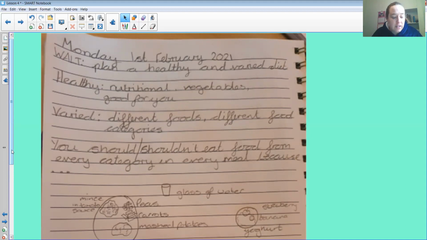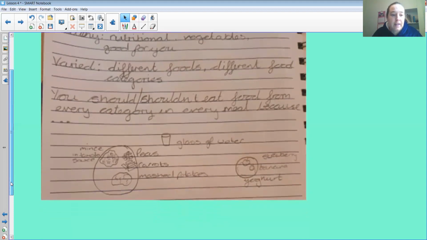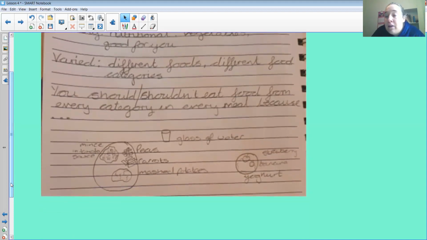All right. And then underneath, I have drawn a picture of a meal that I had last night. Now, for my dinner last night, I had some mince in tomato sauce. I had some peas on the side and some carrots, and I had some mashed potatoes. So that was my meal. Now I've got my peas and my carrots in there. So that's my vegetables. I've got mashed potatoes. So that's my carbs. I've got some mince. That's my protein. Tomatoes. That's again from my fruit and vegetables.